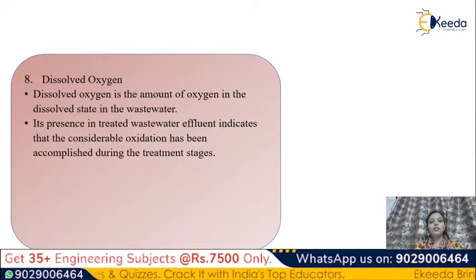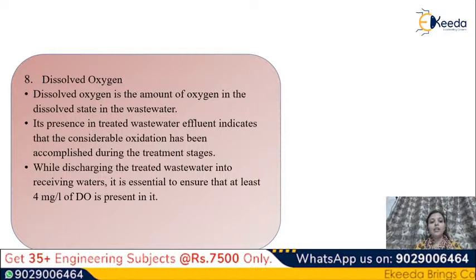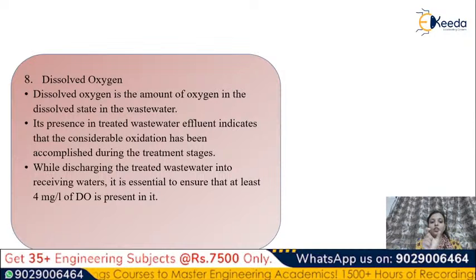Its presence in treated wastewater effluent indicates that considerable oxidation has been accomplished during the treatment stage. While discharging the treated sewage into the receiving water bodies, it is essential to ensure that at least 4 mg per liter of dissolved oxygen is present in the water. So, what is the dissolved oxygen of a natural water body? It's 4 mg per liter. So, we have to maintain the treated water dissolved oxygen content at 4 mg per liter.